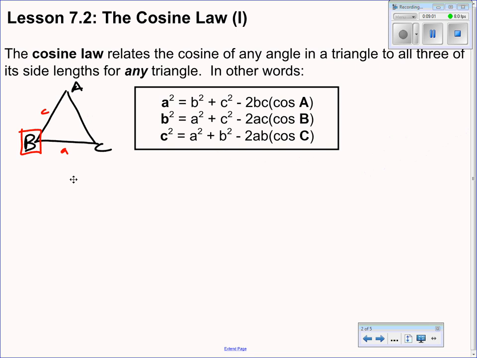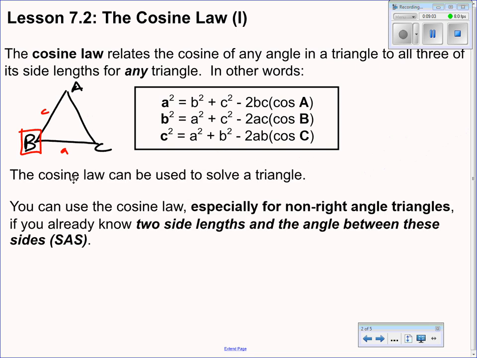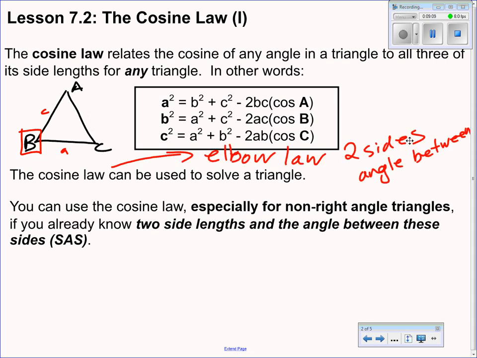Now, the cosine law can be used to solve a triangle. And the reason why I call this the elbow law is because it's kind of like an elbow. The shape that's formed for the cosine law is always kind of like an elbow. So you find an elbow which has a side and angle and a side together all touching, and then you use that in order to calculate. So if I was looking at B, this is what I would be using.